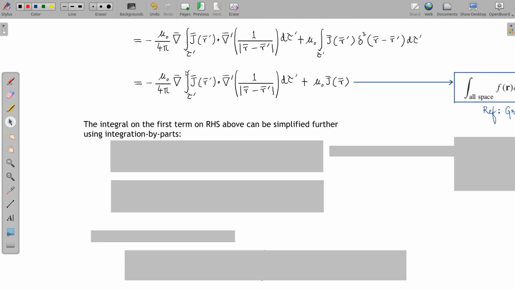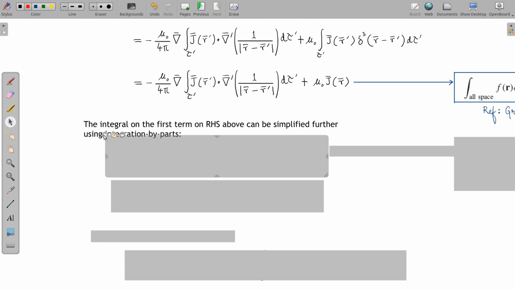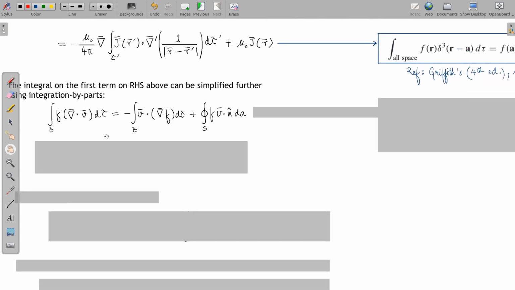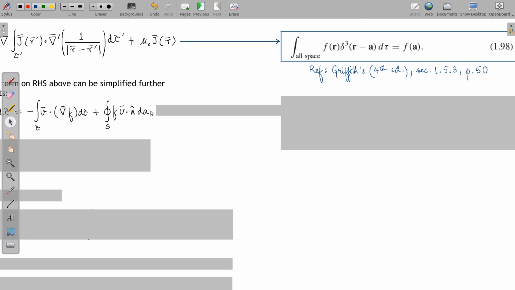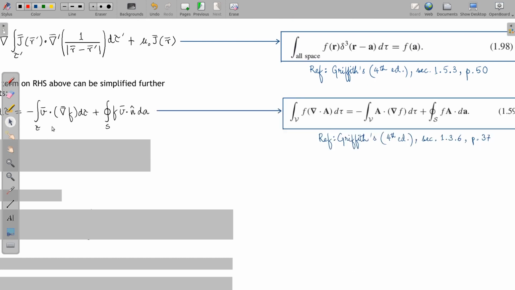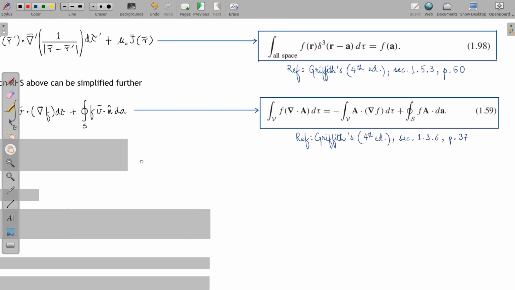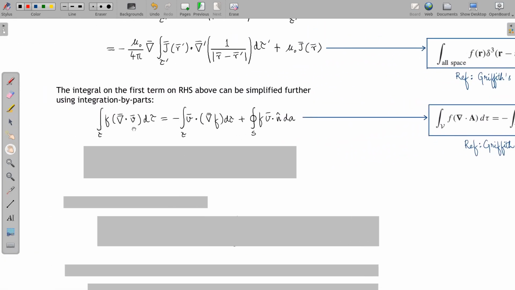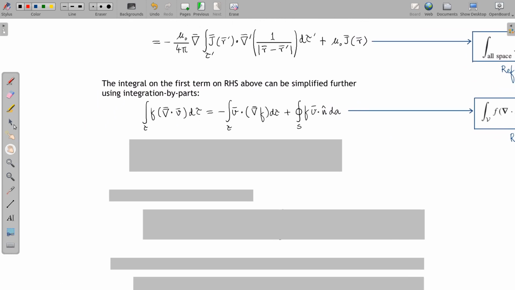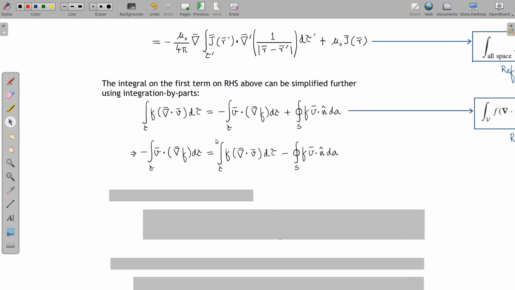So the integral on the first term on this side can be simplified further by using integration by parts. We are going to use this result, which again I'm taking from Griffiths, from this particular section and page which is given here. So we use the integration by parts, this same rule, and over here we simplify, we just retain this term on the left hand side.